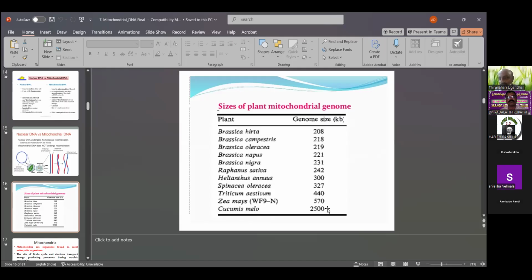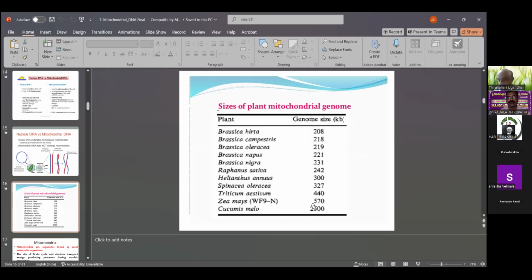This means that it is not only the dicot or monocot, but a few types of dicot plants also have a large mitochondrial DNA, present in Cucumis melo, 2500 kilo bases of DNA. But Triticum aestivum, a monocot, is 440, and Zea mays is also a monocot with 570.